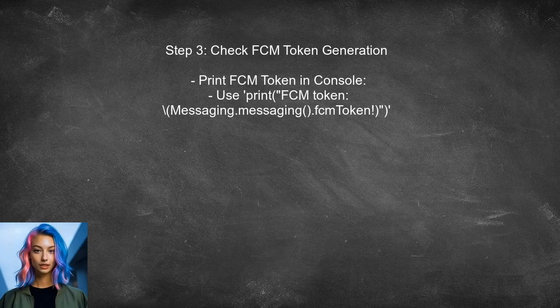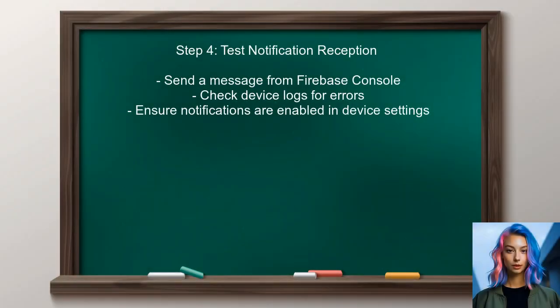After that, the user should check if the FCM token is being generated correctly. They can do this by printing the token in the console after registration. Finally, the user should ensure that the device is receiving notifications. They can test this by sending a message from the Firebase console and checking the device logs for any errors.